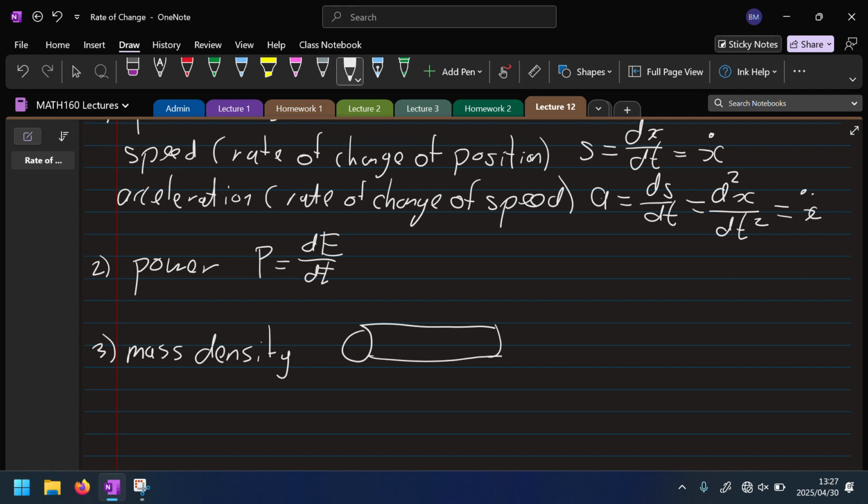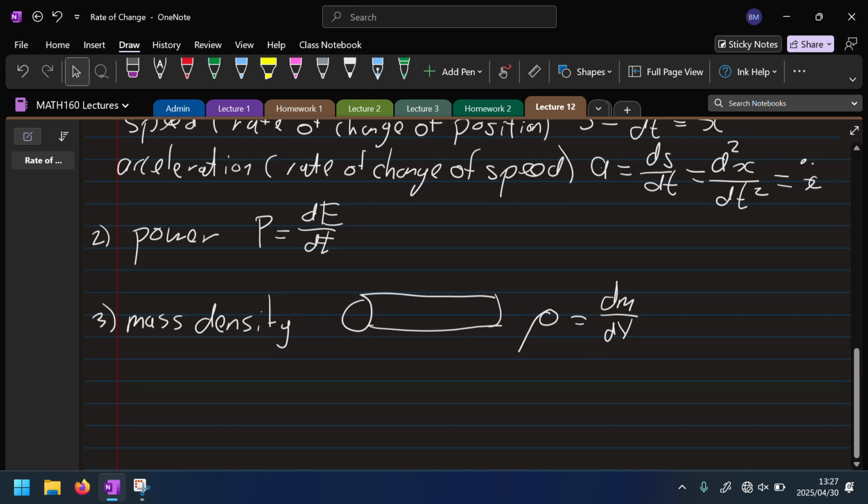So as you go from left to right, the rate of change of mass with respect to the length, that's going to change. And we give that the symbol rho. So this will be dm by dv. So v, that's the volume. So the rate of change of mass with respect to volume, we call that the mass density.